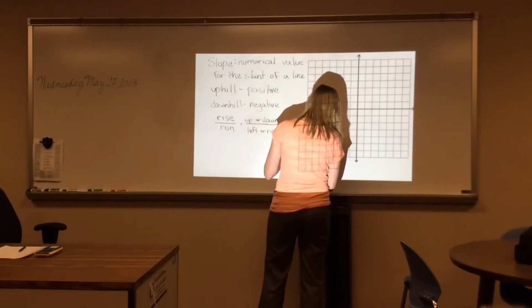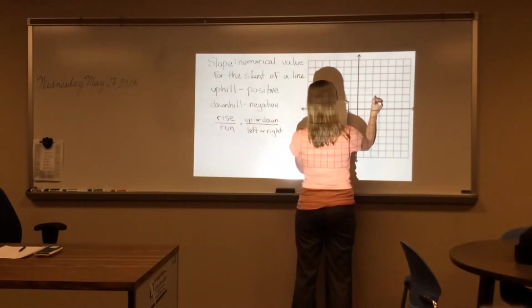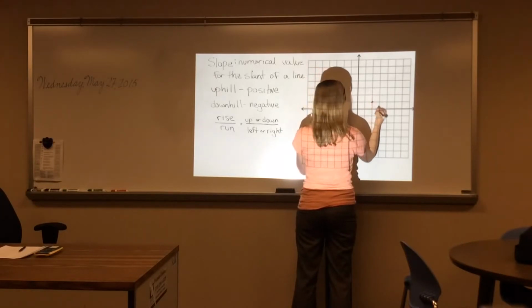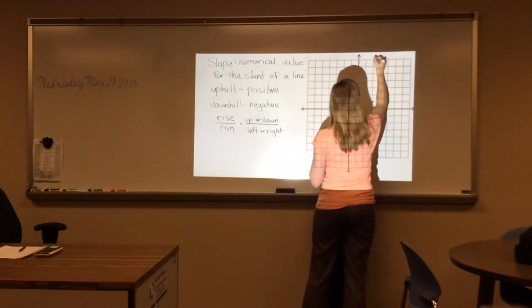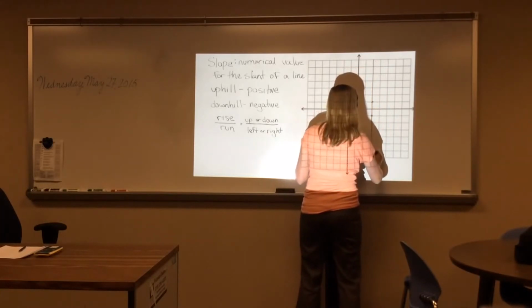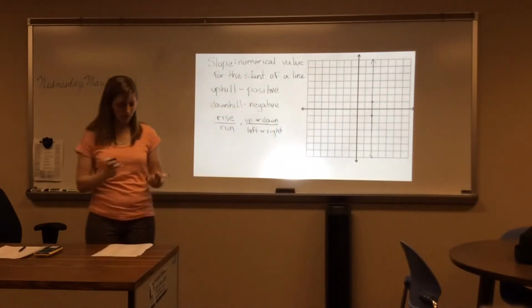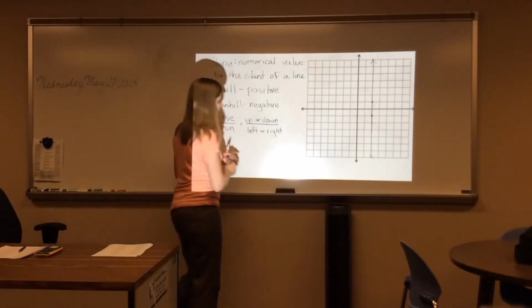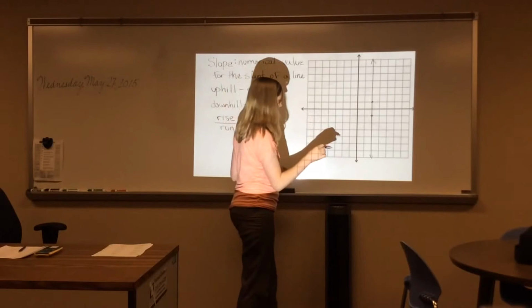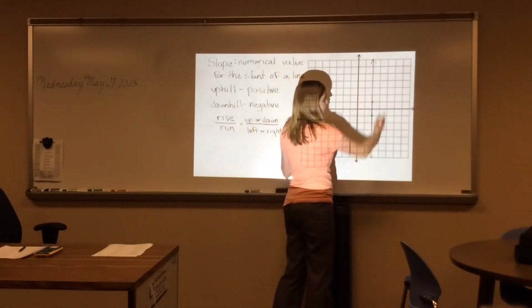Okay, number 4. Our first point is here. The second point is here. Now, first thing I want to do is figure out if this is positive, negative, 0, or undefined. Looking at this, I'm trying to figure out where to draw my person to figure out if it's going uphill or downhill. But it's going straight up and down.